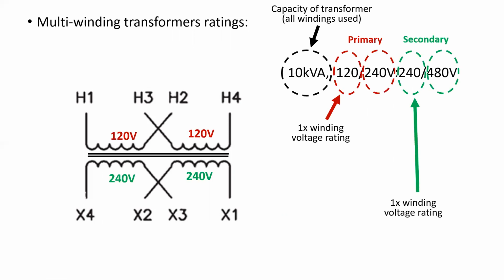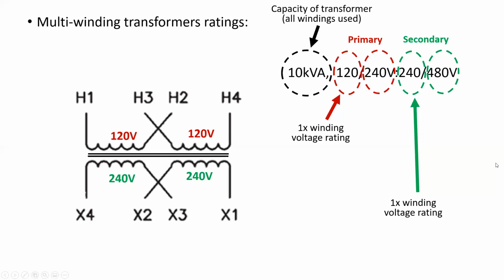On this other side here, we then have 2 voltages on the primary and 2 voltages on the secondary. The first voltage is going to indicate the voltage of one single winding on the primary. So 120. Each of them is rated 120. On the secondary, the first voltage shown is 240. So that means that each of the windings is rated 240 volts.